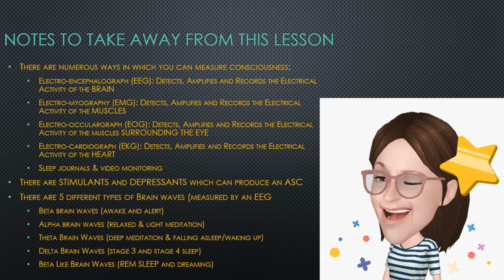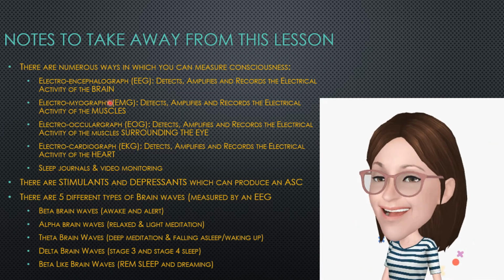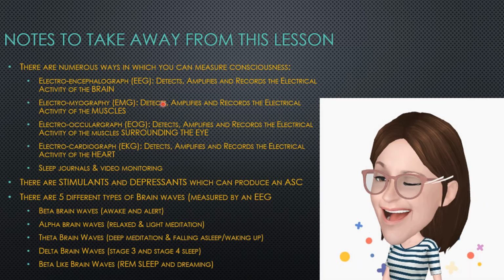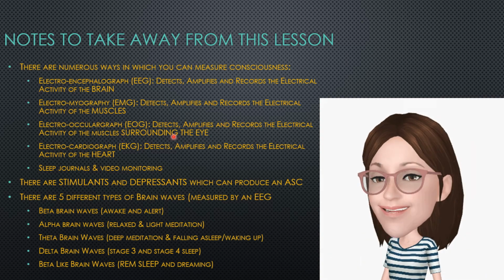So, notes to take away from this lesson. Alright, there are numerous ways in which you can measure consciousness. You've got the electroencephalograph, or EEG, which detects, amplifies and records the electrical activity of the brain. The electromyograph, the EMG, detects, amplifies and records the electrical activity of the muscles. The electrooculograph, the EOG, detects, amplifies and records the electrical activity of the muscles surrounding the eye. Highlight that, people. Surrounding the eye.